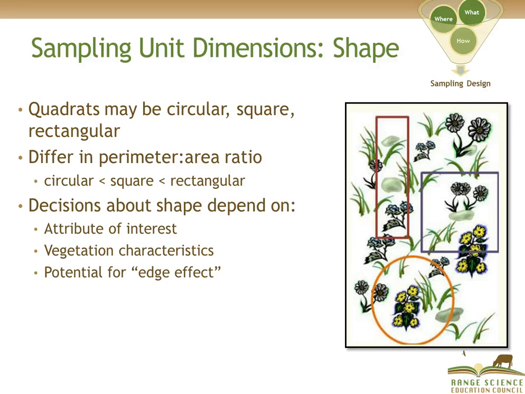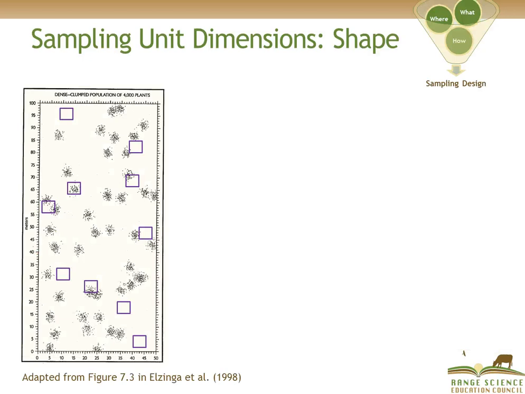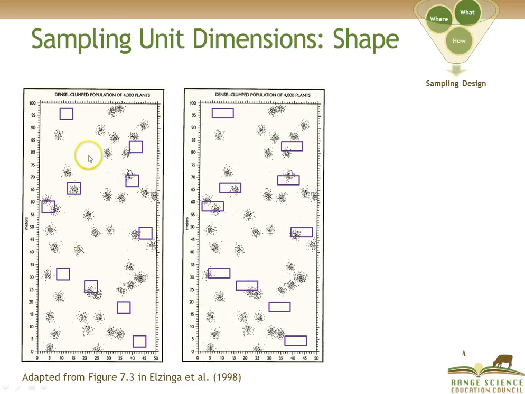There's a trade-off that needs to be considered between the increased precision that we can get versus the potential of bias due to edge effect. And we'll see that better demonstrated in this slide. Here, we're looking at the effect of lengthening or changing the shape of our square quadrat to more rectangular quadrats. So here with the square quadrat, we've got some quadrats with relatively low amounts of vegetation and some with relatively high vegetation amounts.